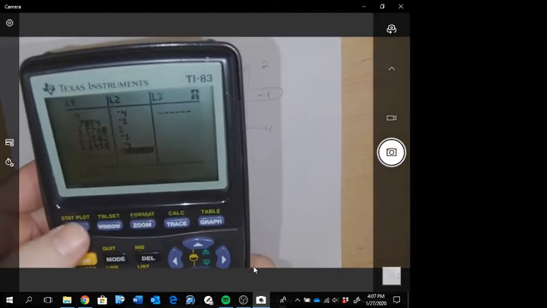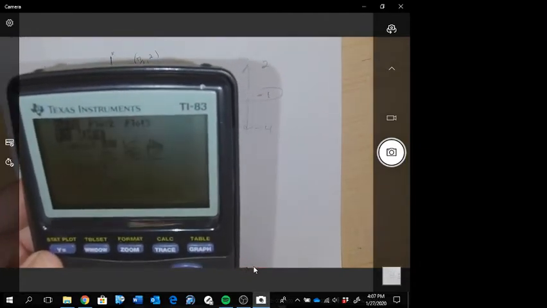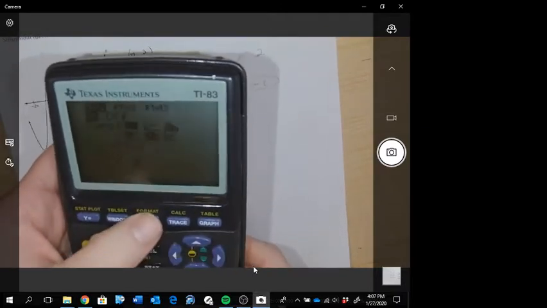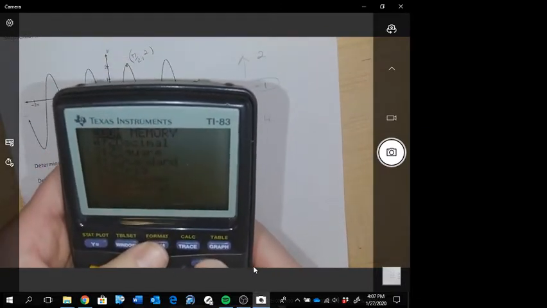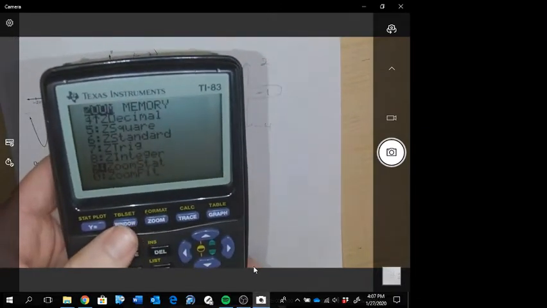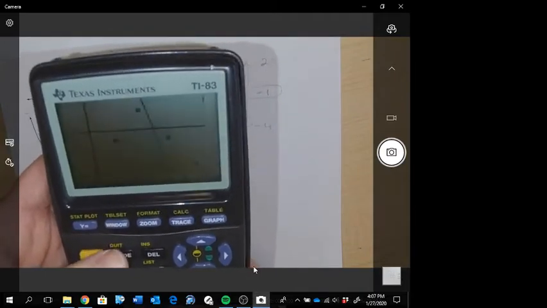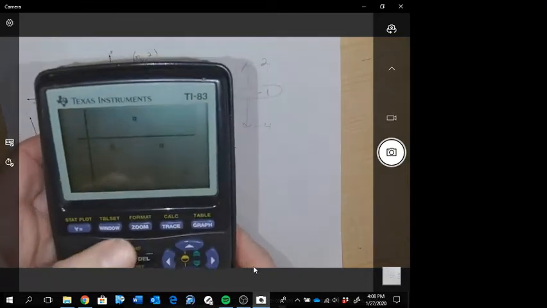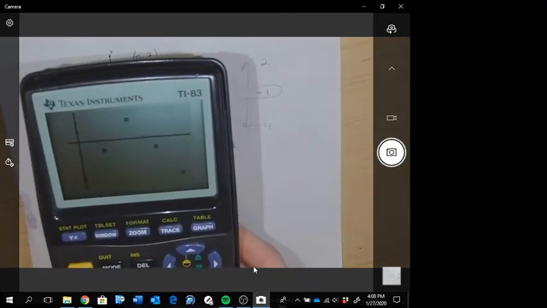And I'm going to turn my stat plot on. I'm going to go to zoom and down to zoom stat, zoom 9. So you can see those. Oh, I must have something in my y equals. I'm going to get that out of there. So you can see that.